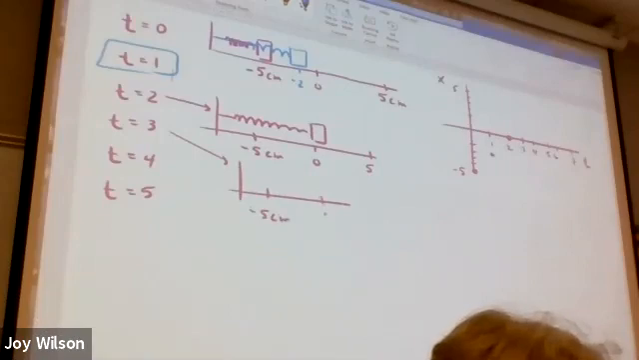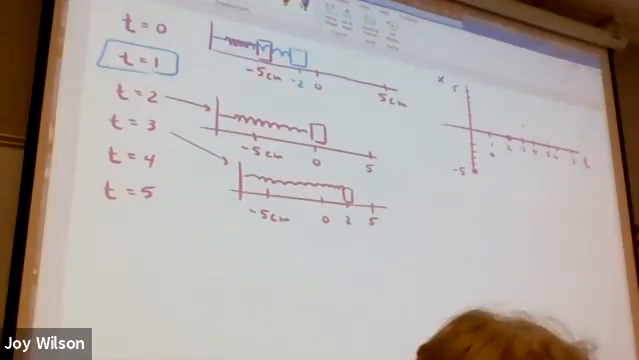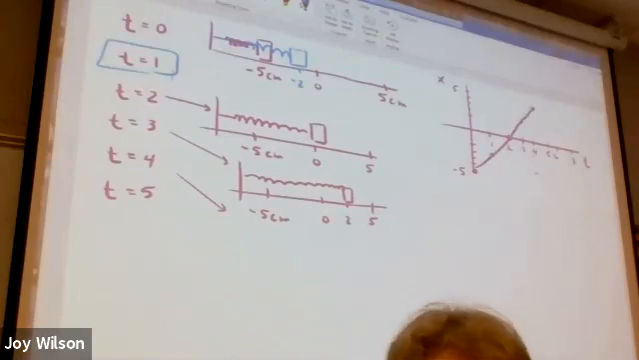Now it's going to be on the other side, right? It's either going to be at 2 or 3. Let's just make that at 2. So now we're over here. 3 seconds, we're at +2. And at 4 seconds, we're going to be at +5. So we get a graph that looks fairly linear coming up.